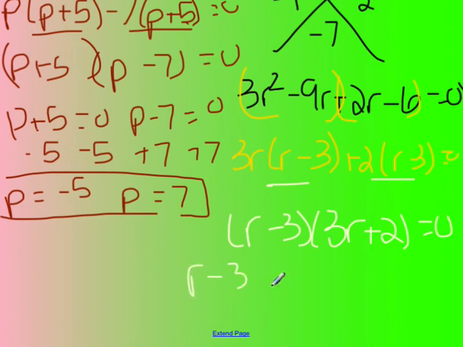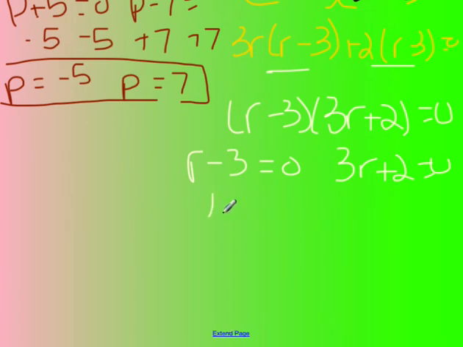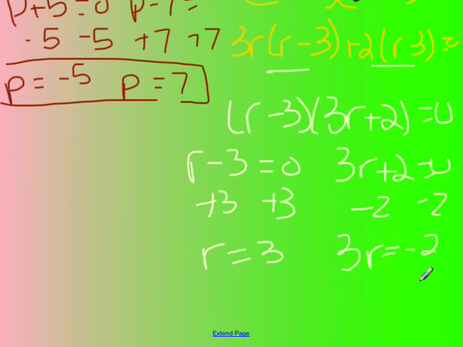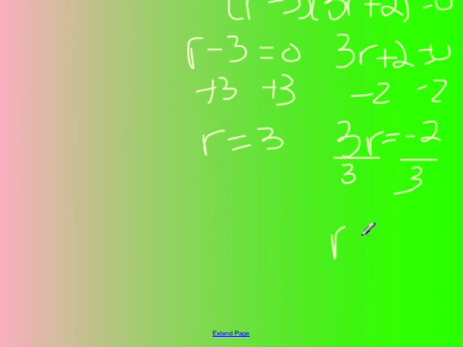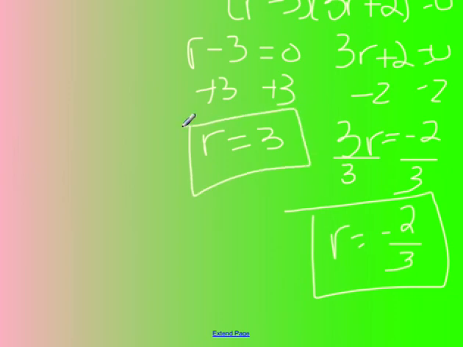So I'm going to say that r minus 3 is equal to 0 and 3r plus 2 is equal to 0. So then here I'm going to add 3 to both sides. And I get that r is equal to 3. Here I first need to subtract 2 from both sides. I get that 3r is equal to negative 2. Divide both sides by 3. And then I get that r is equal to a negative 2/3. So r is equal to a negative 2/3, and r is equal to 3.